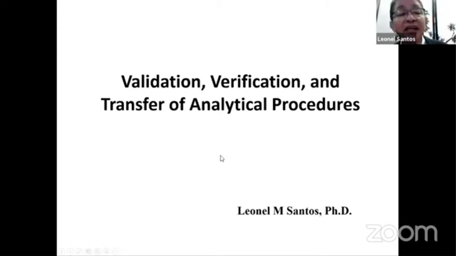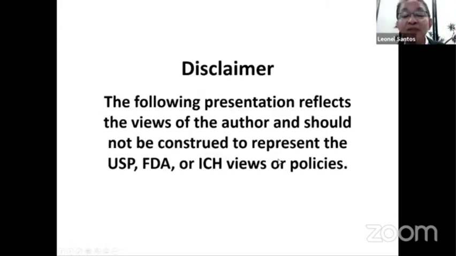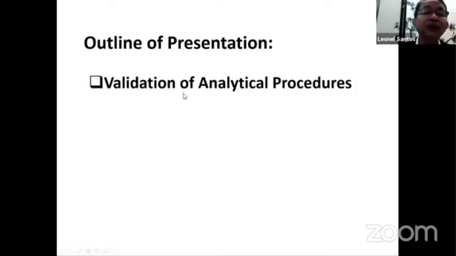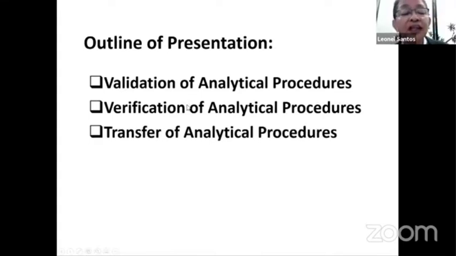Again, before I make any presentation on this topic, the disclaimer is that this presentation contains my views and not the views or policies of the USP, FDA, or ICH. In terms of the outline of my presentation, the third one is simple because it will first describe the validation of analytical procedures, then verification of analytical procedures, and finally the transfer of analytical procedures.